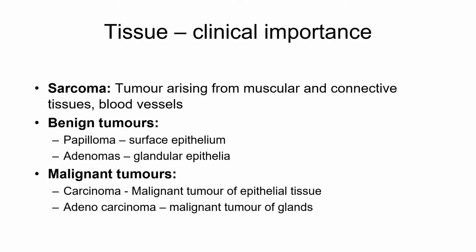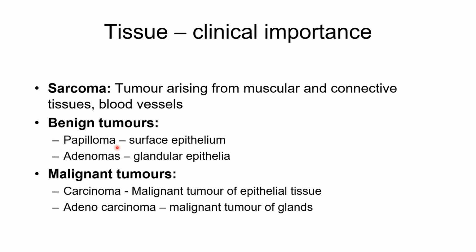What is the clinical importance of tissues? There are what are known as tumors. Any growth, you call it a tumor, and so the tumors arise from the tissues. Sarcoma is a tumor that arises from the muscular and connective tissues and blood vessels. Then there are two types, benign tumors and malignant tumors. And what are those benign tumors?